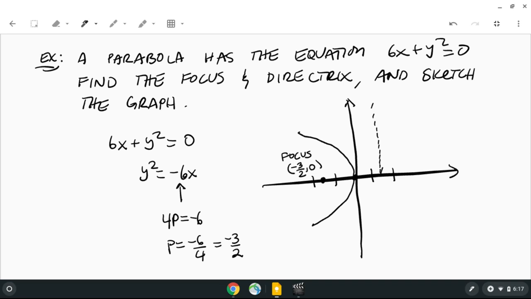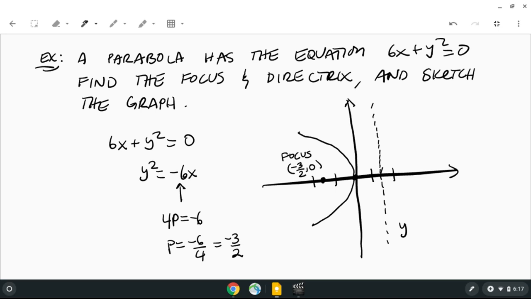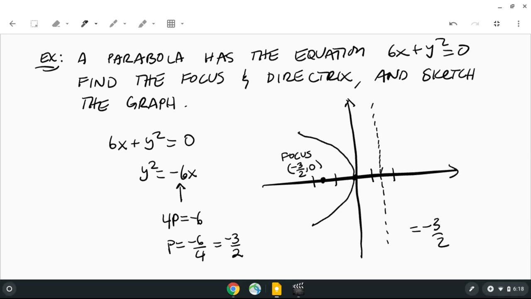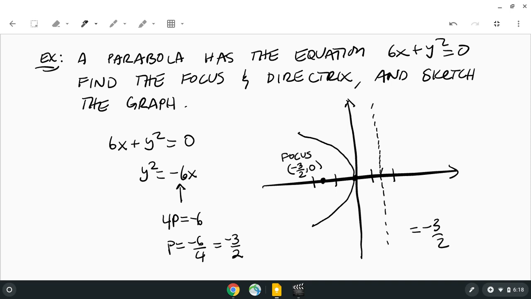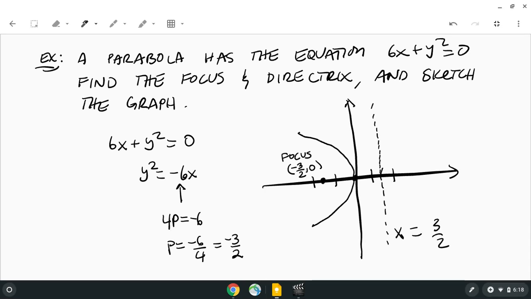So my directrix here is y equals -3/2. Vertical line, oops, sorry, vertical line is x equals -3/2. Okay, positive. That darn motorcycle. I'm going to blame it on the motorcycle. X equals +3/2. Okay, so that's my directrix.